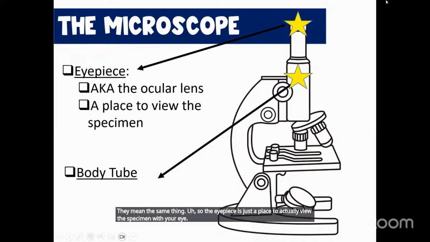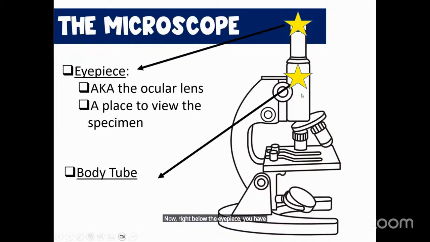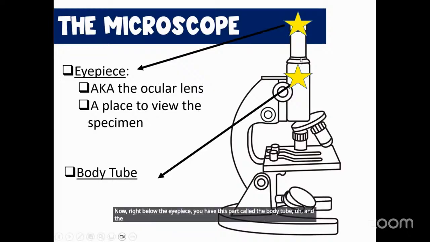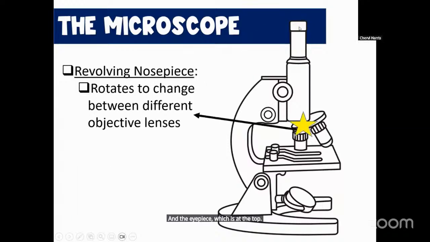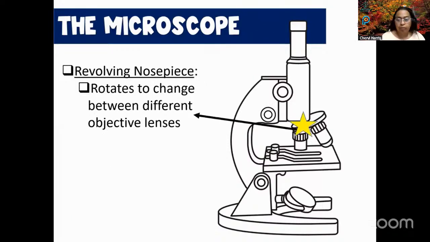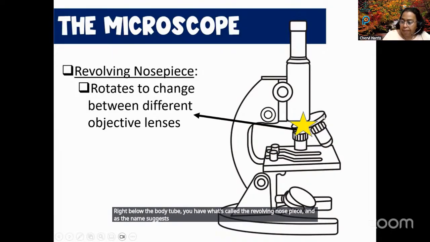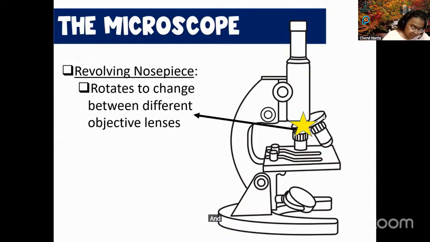Now, right below the eyepiece, you have this part called the body tube. And the purpose of the body tube is just to provide some distance between the objective lenses, which are down here, and the eyepiece, which is at the top. Right below the body tube, you have what's called the revolving nose piece, and as the name suggests, it rotates, it revolves. You can turn it and rotate it to select the objective lens that you want to use.